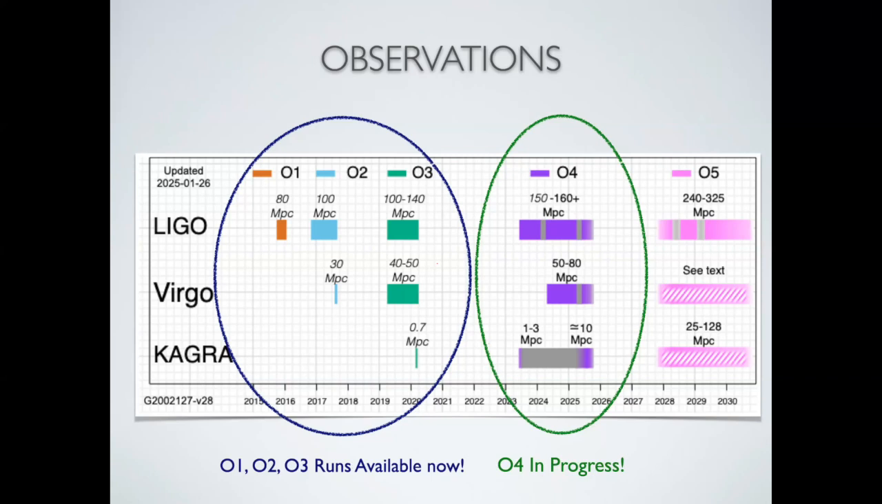In this particular cartoon, you can see the individual detectors and little bars showing the time that the data collection occurred in. And we don't run continuously. We take breaks, we improve the instruments, and then we start another run. So that's why there's gaps between each of these.